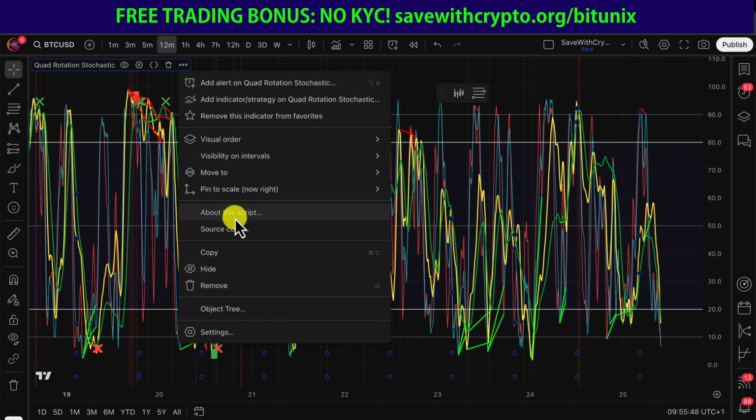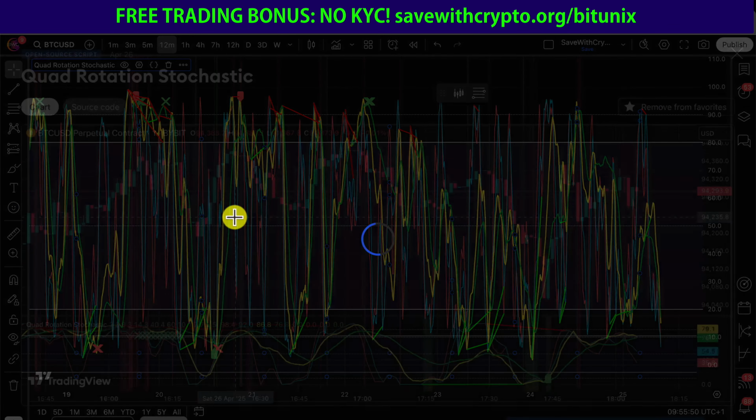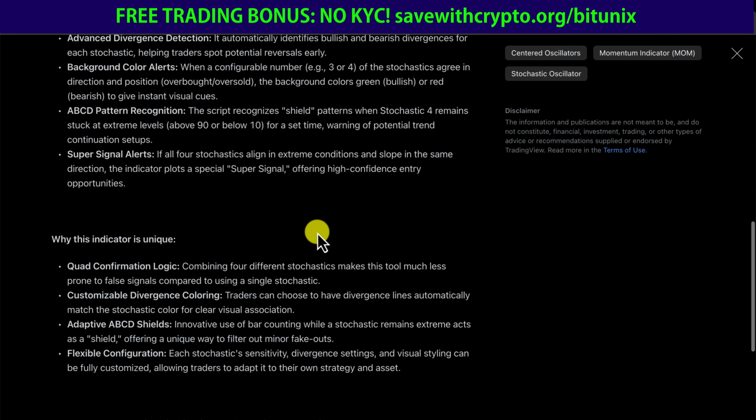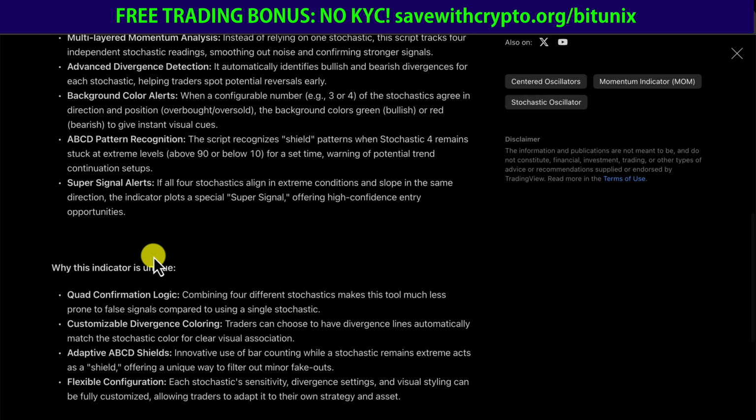Okay. Now, if you look at the about this script for this indicator, you will see these explained down here. So the green arrow is a super signal. Okay, so that's when all four stochastics align in extreme conditions and slope in the same direction. The indicator plots a special super signal offering high confidence entry opportunities. Okay, so we haven't got that one yet.